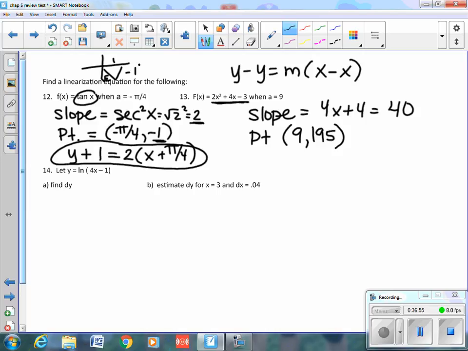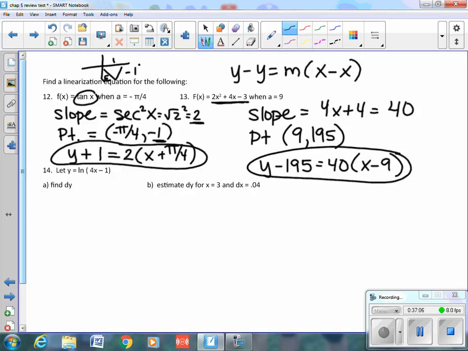Now that you know the slope, now that you know the point, you can plug it in. y minus 195 equals 40, x minus 9. Leave it like that. You do not have to keep going if you don't want to. Okay, the next one, find dy/dx first.